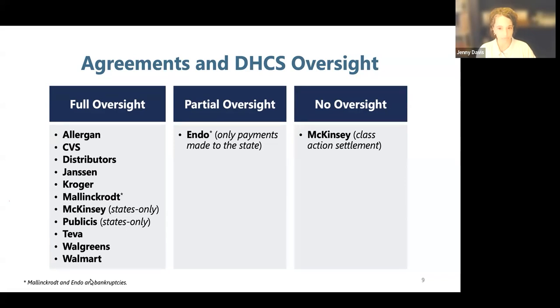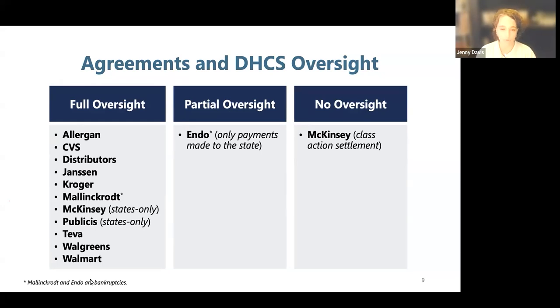Over in the no oversight column, there's another McKinsey settlement, which is the class action settlement. That one results in only payments being made to our cities and counties and no payments made to the state. Therefore, for the McKinsey payments that some cities and counties may be receiving, there are no reporting requirements to DHCS. Those inevitably won't be included on the annual report if you are someone responsible for reporting on behalf of your city or county.